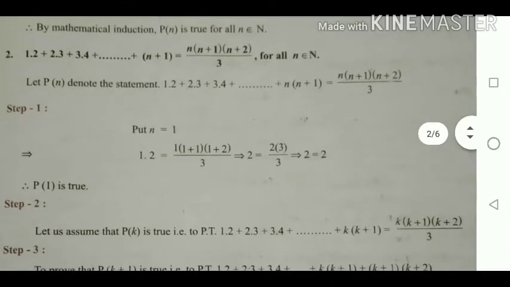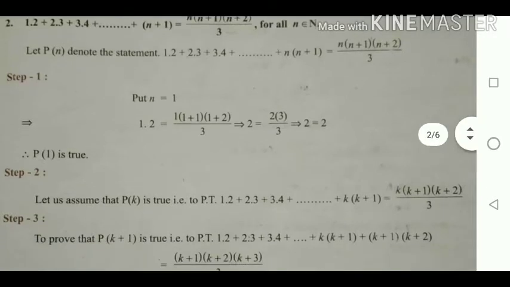Then another important one also: 1 into 2 plus 2 into 3 plus 3 into 4 plus etc plus n into (n plus 1) equal to n into (n plus 1) into (n plus 2) divided by 3 for n belongs to N. Here P of n denotes this statement 1.2 plus 2.3 plus 3.4 plus ... equal to n into (n plus 1) into (n plus 2) divided by 3.